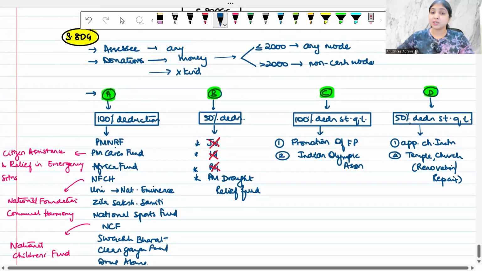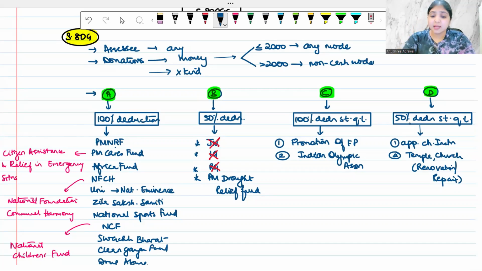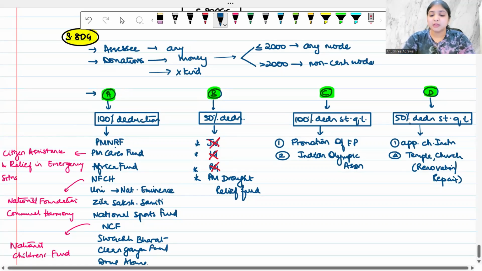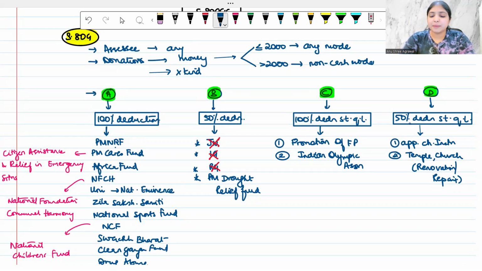Under section 80G, point number 1, the assessee can be any assessee. However, you should remember that this assessee has to make the payment only and only in money form. The donation cannot be in kind. The donation has to be only in money form. And what's the mode of payment? If the payment is up to 2000, the payment can be in any form. But if the payment is more than 2000, then it has to be only and only in non-cash mode.